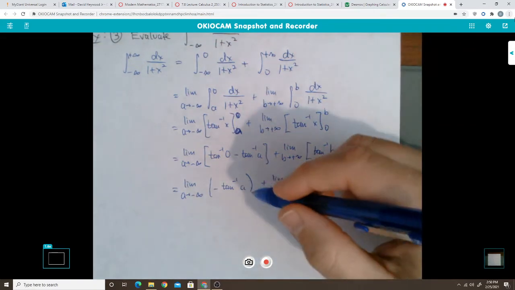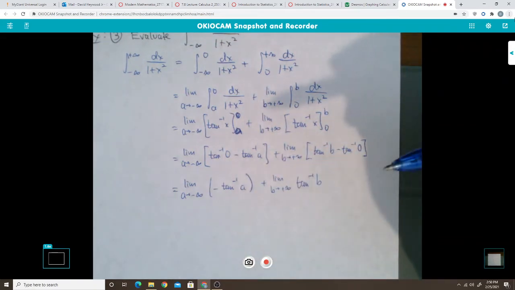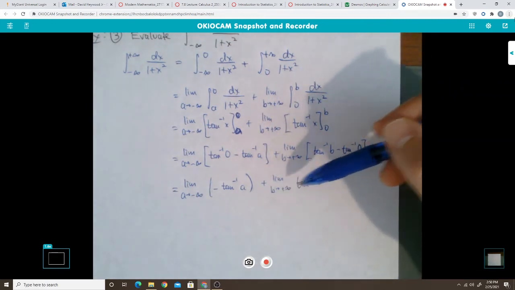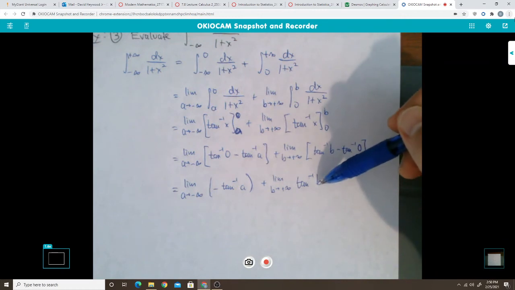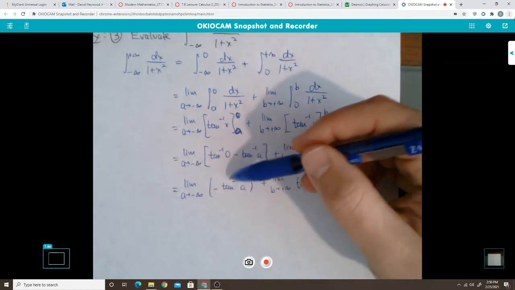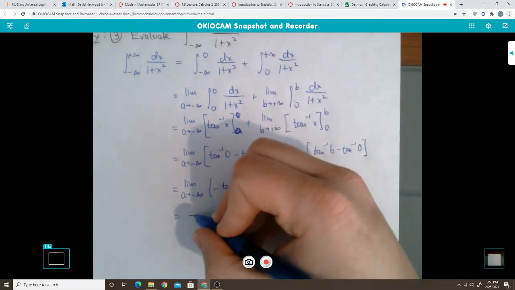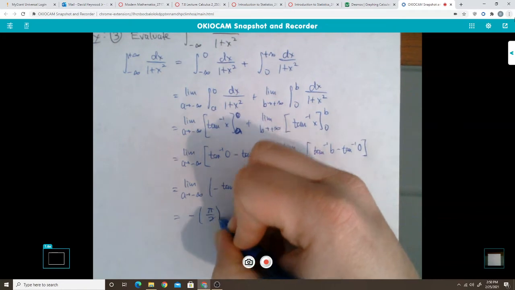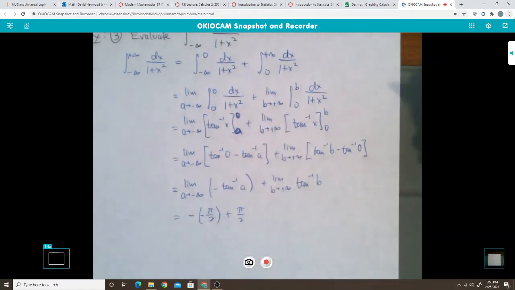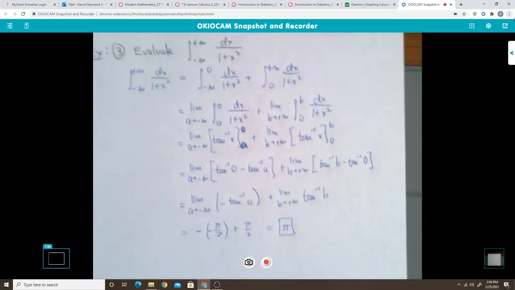Okay. And then from here, you just have to remember what the tangent inverse graph looks like. I know that as b goes to positive infinity, tangent inverse of b is going to approach pi over 2. As a goes to negative infinity, tangent inverse of a is going to go to negative pi over 2. And so this is going to be a negative pi over 2 plus pi over 2. So that's just going to be pi. Easy as pie, right?